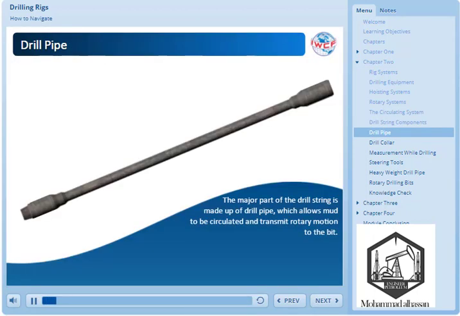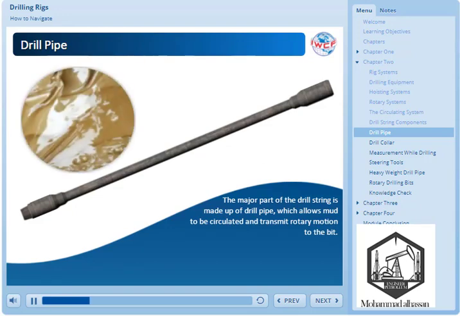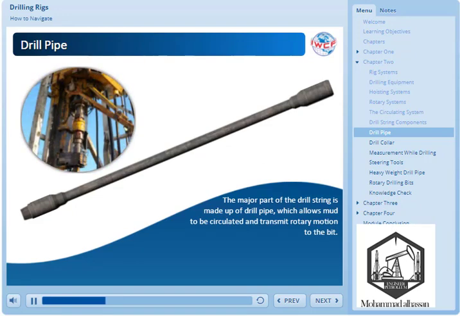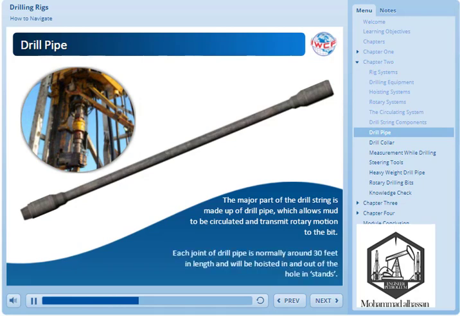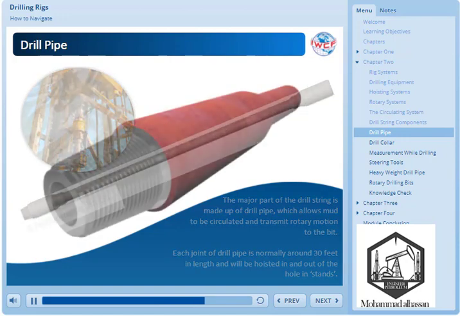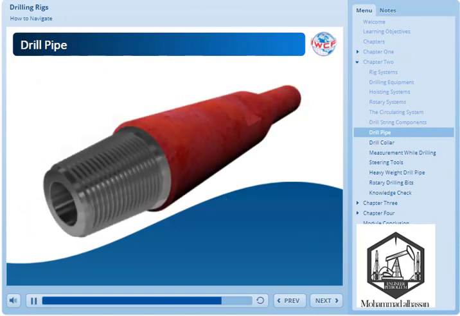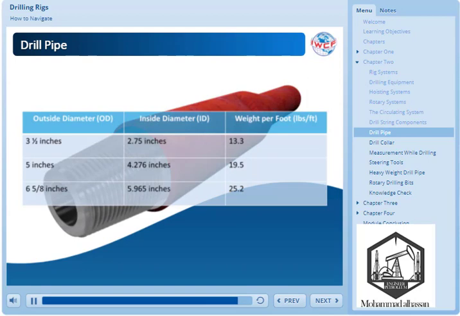The major part of the drill string is made up of drill pipe, which allows mud to be circulated and transmit rotary motion to the bit. Nowadays, each joint of drill pipe is normally around 30 feet in length and will be hoisted in and out of the hole in stands, which refers to 3 joints joined together. Drill pipe is surprisingly flexible. Typical sizes can be seen on the table shown here.